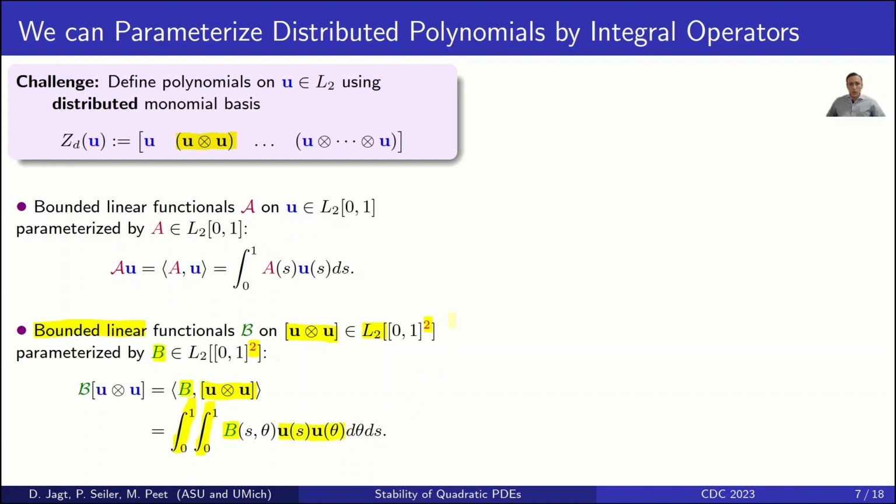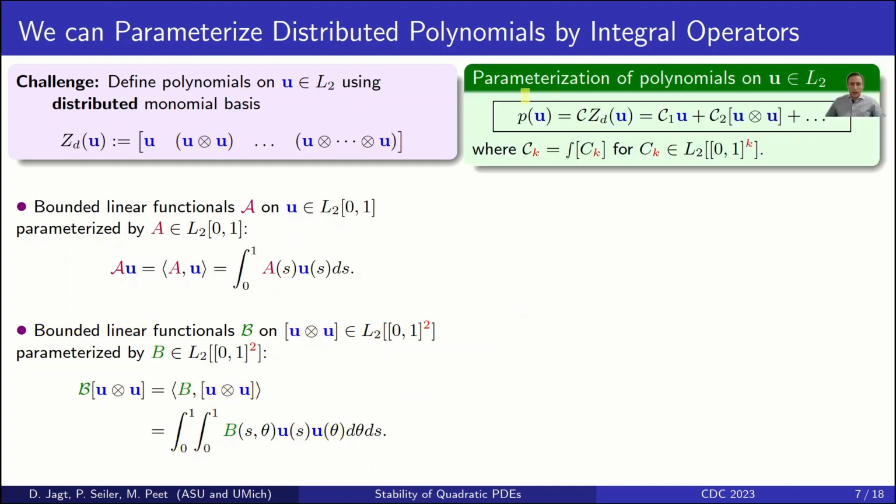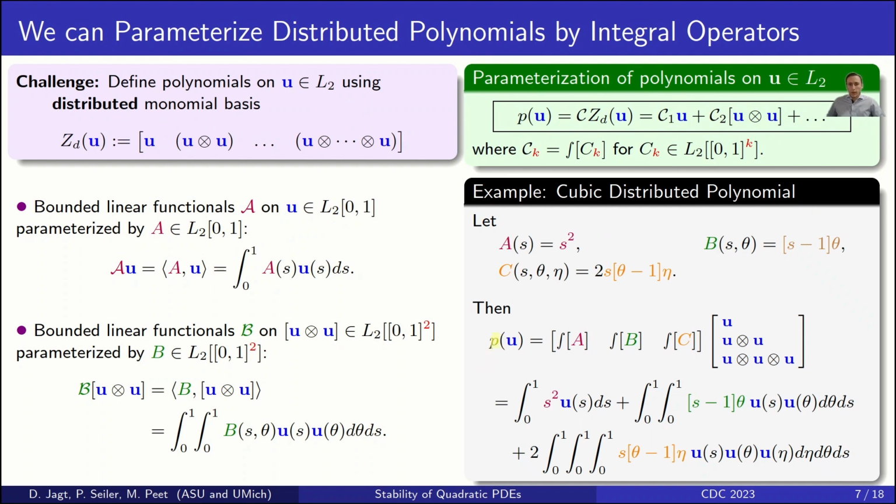More generally, we can define any polynomial on our distributed state u here using a bunch of integral operators c_k acting on the kth order polynomial, where the kth integral operator c_k has a kernel which is a square integrable function of k spatial variables. So for example, we can define a cubic polynomial of this form, where you see that the operator acting on this cubic monomial here is given by a triple integral operator with this kernel here defined using three variables as s, theta and eta.